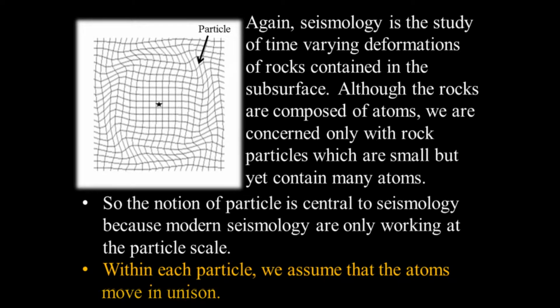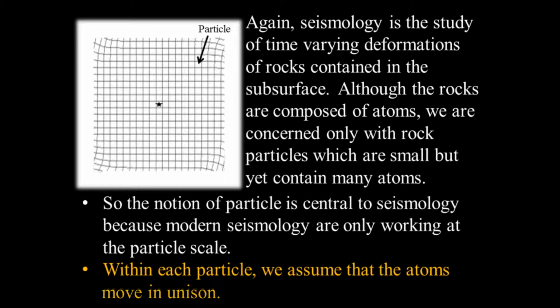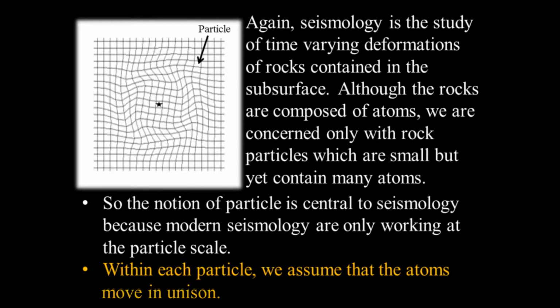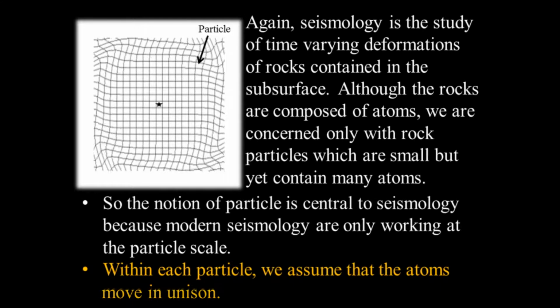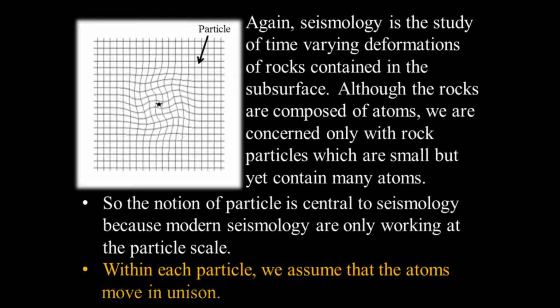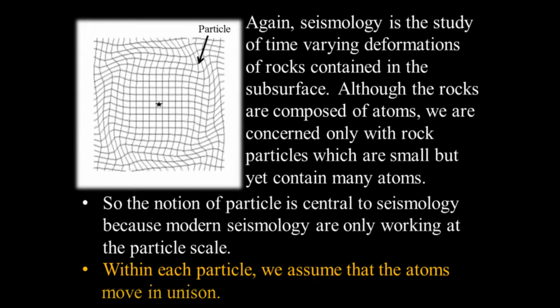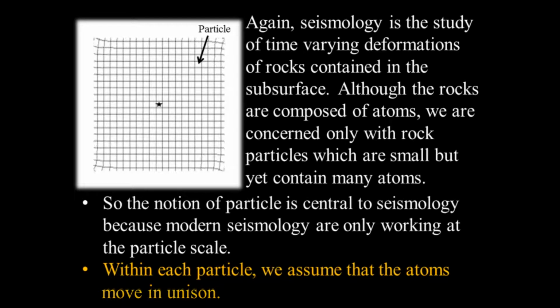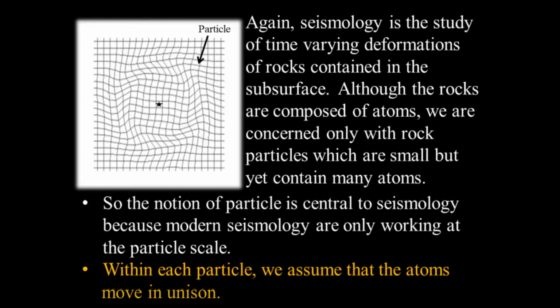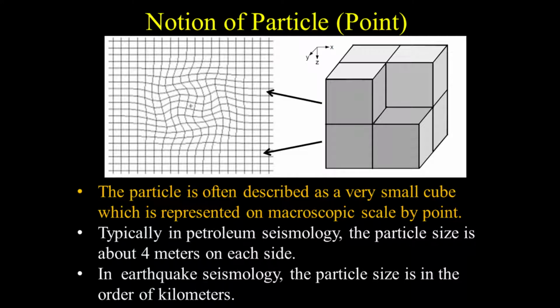Although rocks are composed of atoms, we are concerned only with rock particles, which are small but yet contain many atoms. So the notion of particle is central to seismology, because modern seismology is only working at the particle scale. Within each particle, we assume that the atoms move in unison. The particle is often described as a very small cube, which is represented on macroscopic scale by a point. Typically in petroleum seismology, the particle size is about 4 meters on each side. In earthquake seismology, the particle size is on the order of kilometers.